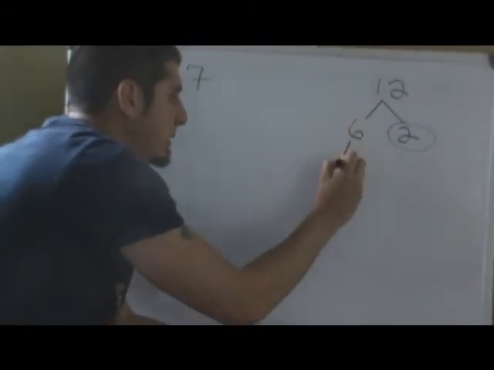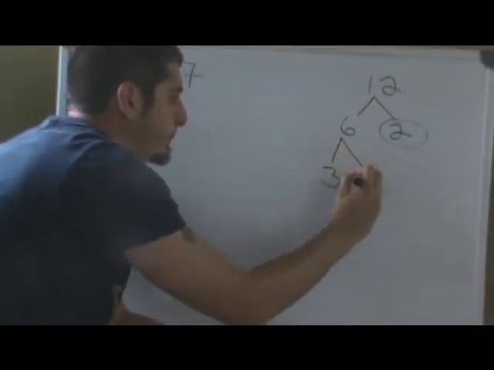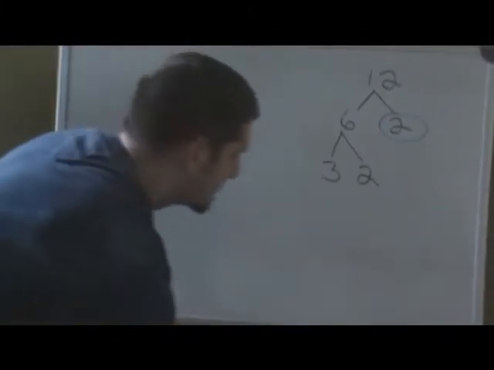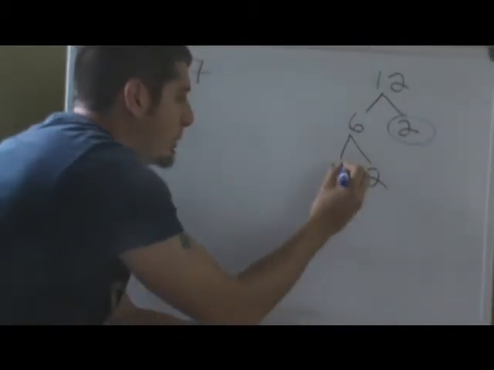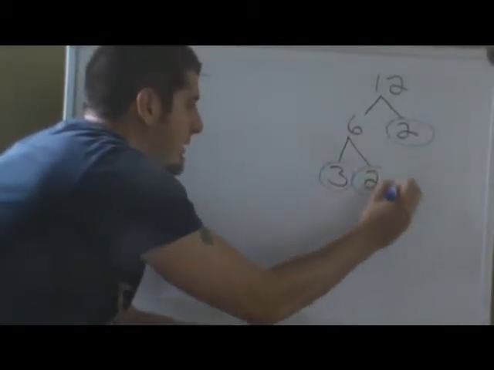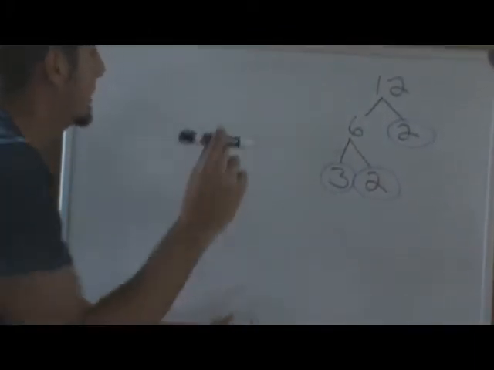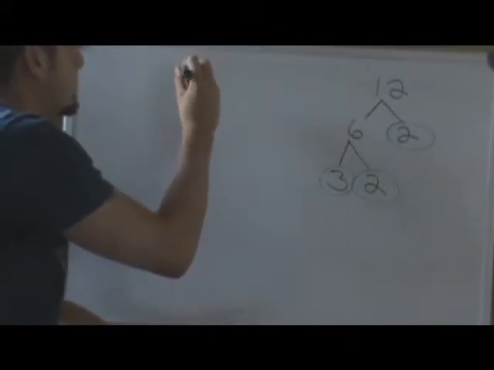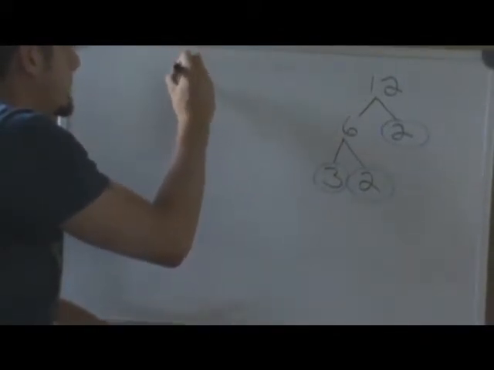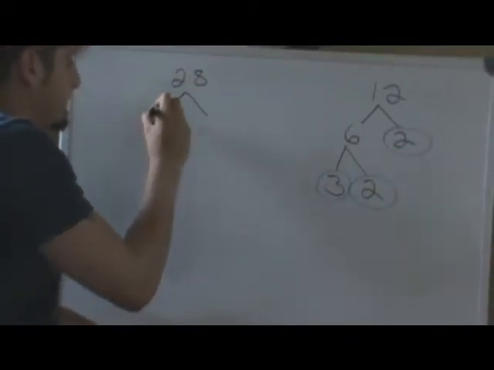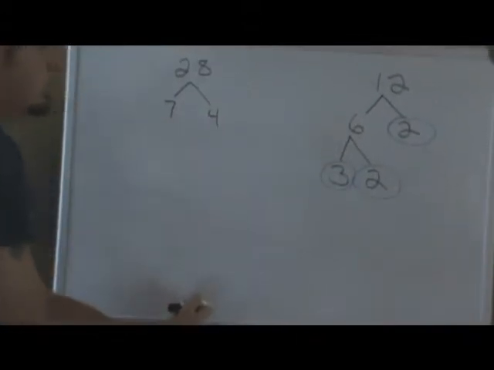So with the 6, we can break it down further: 3 and 2. 3 and 2 are both prime numbers, so these branches have also ended, and you can see all of my branches have ended. I'm actually going to change this number here from 7, just to make this problem a little more interesting. I'm going to change it to, let's go with, 12 and 28. I know that 7 and 4 go into 28.